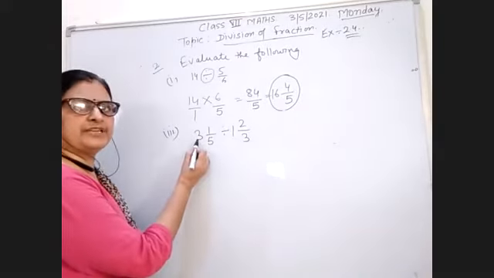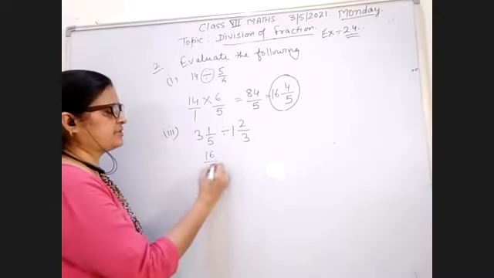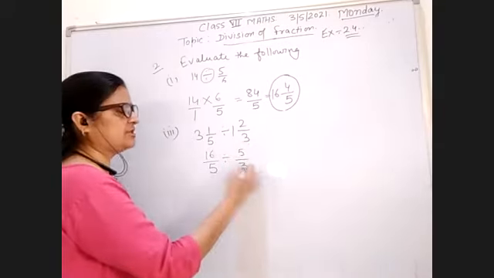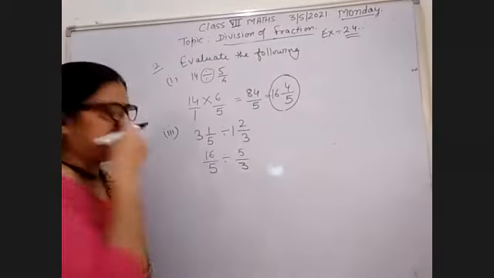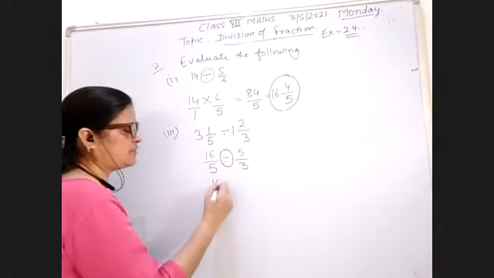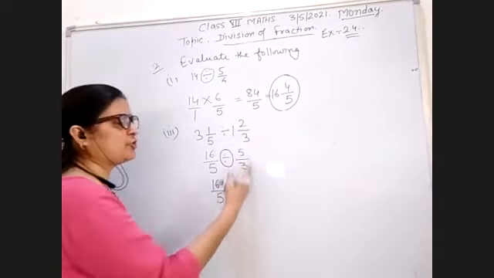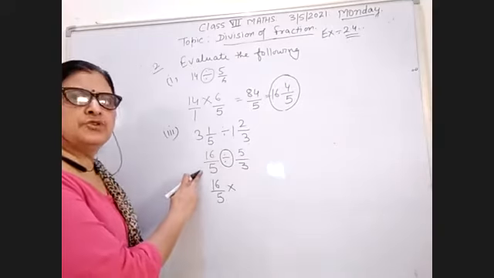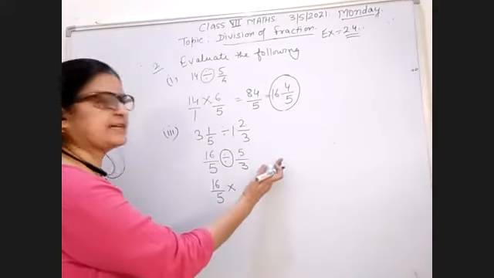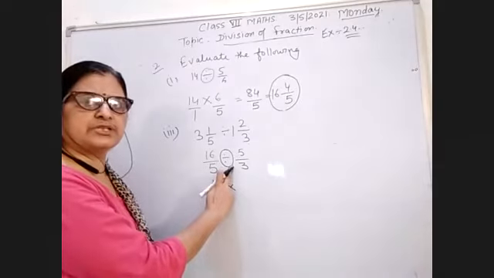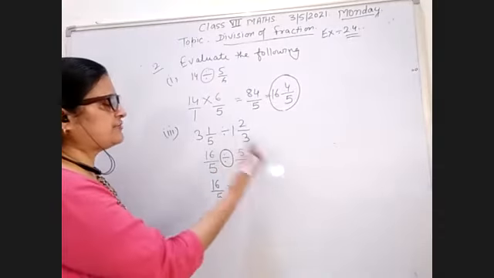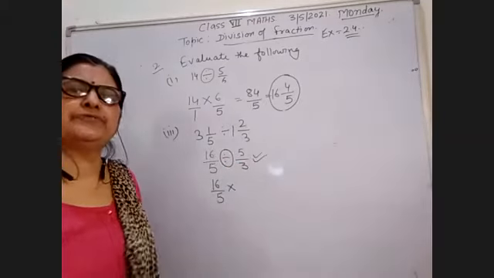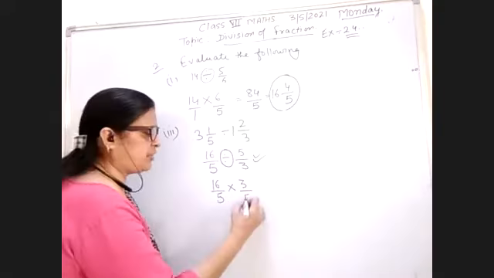5 threes are 15, add 1 to 15, it is equal to 16/5. And 3 ones are 3, add 2 to 3, 5/3. Now what will you do? You have to convert the divide into multiply and take the reciprocal of 5/3, not the reciprocal of 16/5. You have to take the reciprocal of this side, the divide portion, so you take the reciprocal of 5/3. The reciprocal of 5/3 is equal to 3/5.